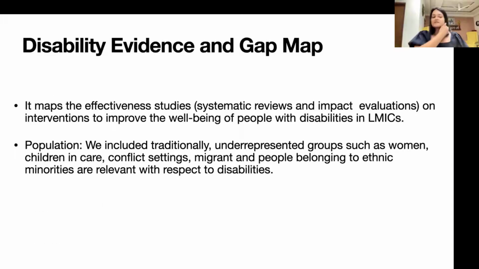Let's look at the disability evidence and gap map. This was an effectiveness map, and it helped map the interventions to improve well-being for people with disabilities in LMICs. Like I mentioned, the population group is again the disadvantaged population, but we included traditionally underrepresented groups as well in this evidence and gap map. Those were children in care, children belonging to conflict settings, migrants, and people belonging to ethnic minorities.